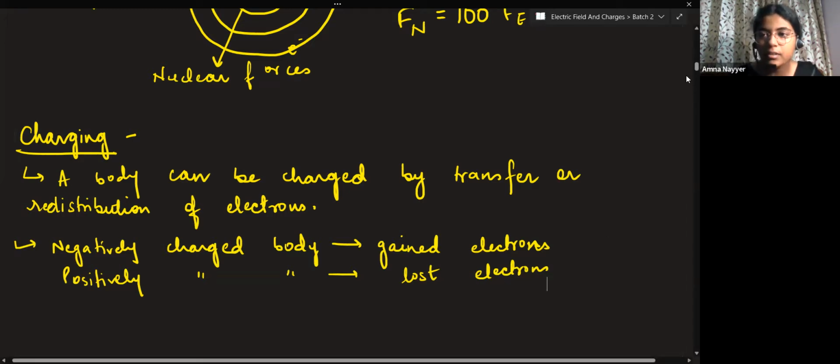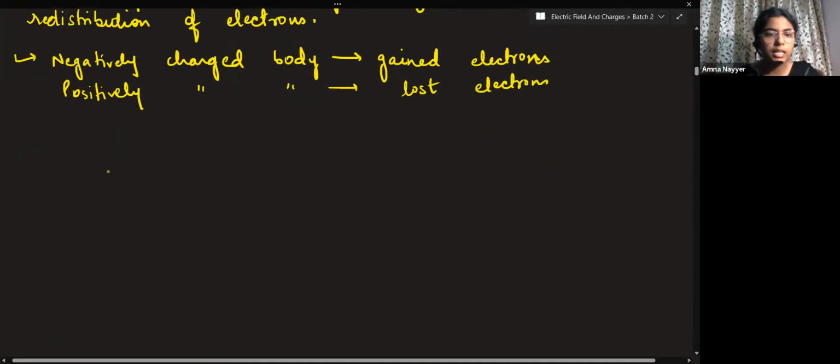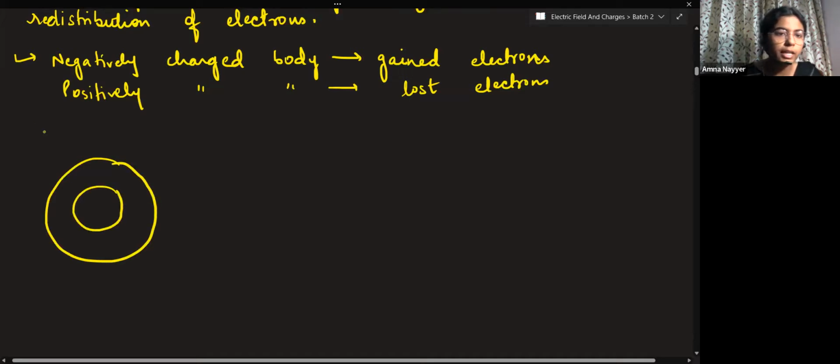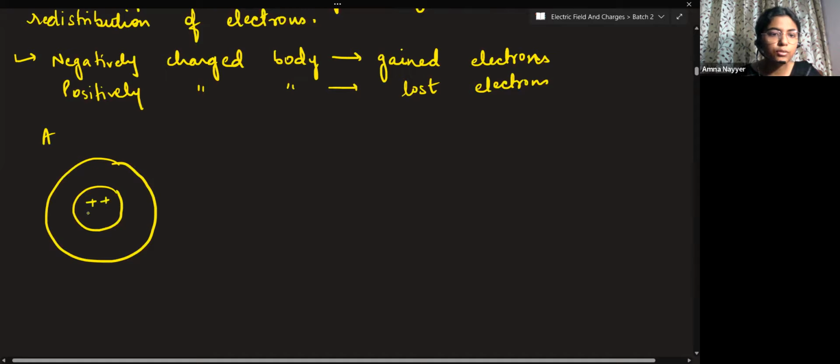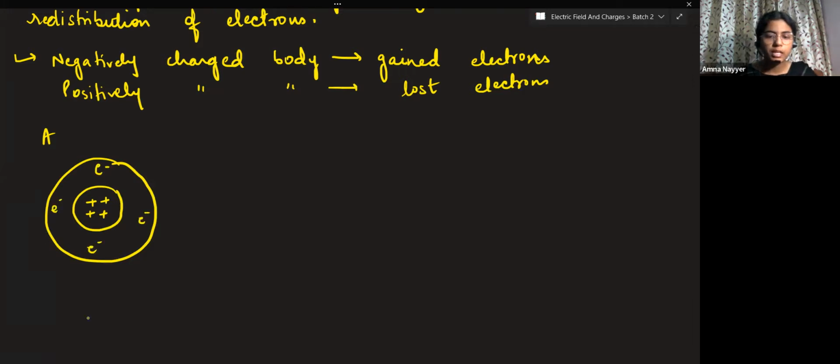So see, if I give you an example, let's say this is a body A. It has 4 unit positive charge present in the nucleus, and it has 4 electrons revolving around. Okay, this is a body A.